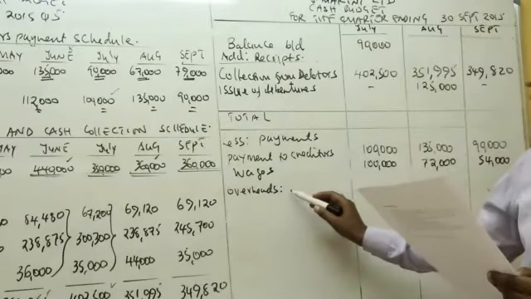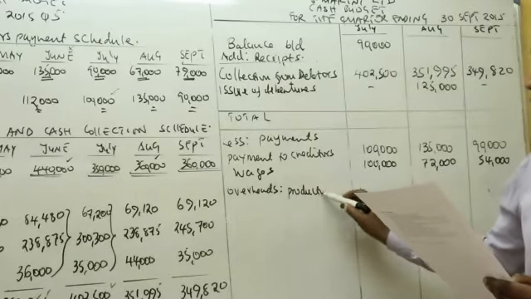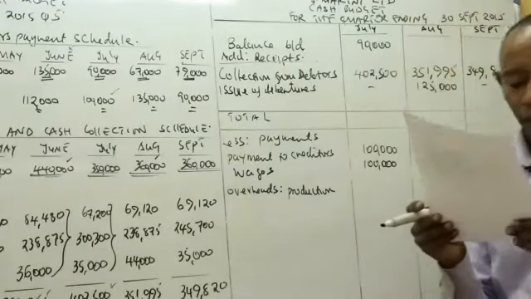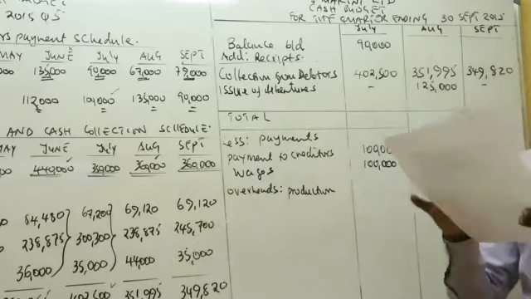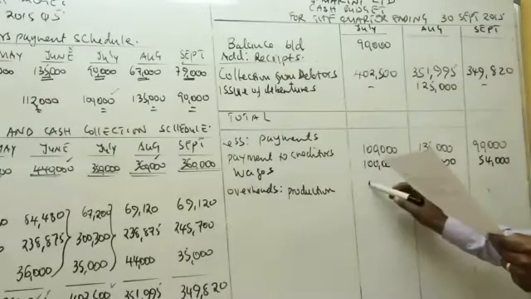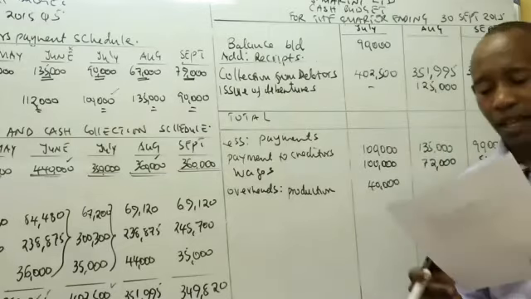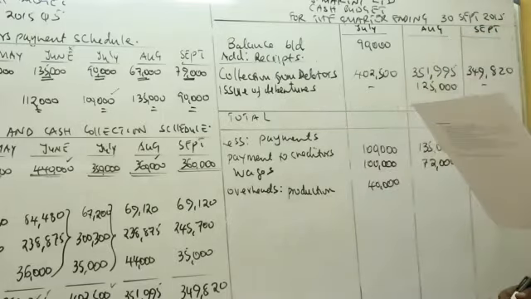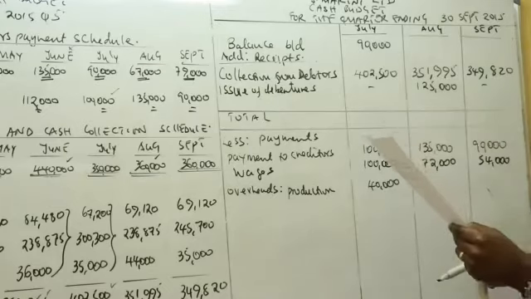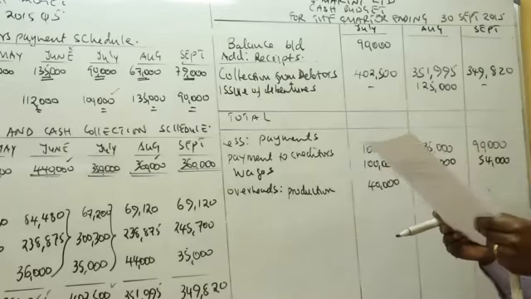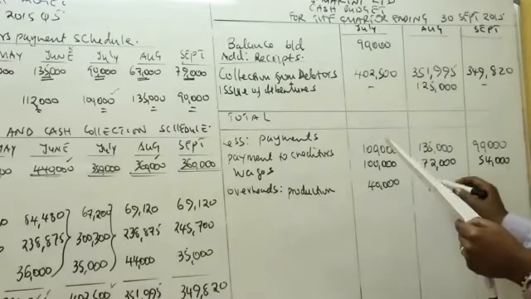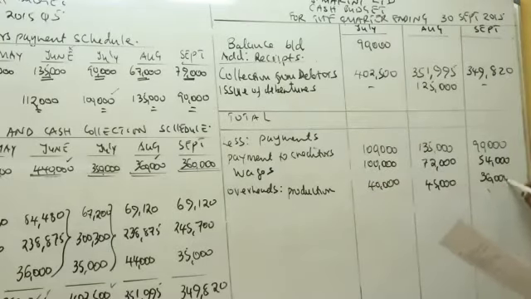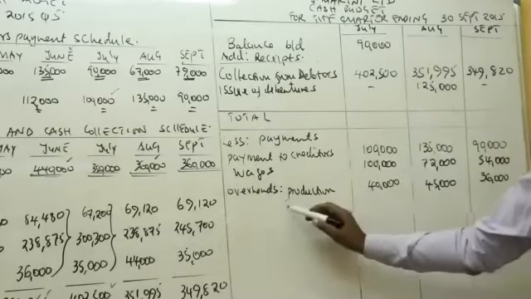And the first one is overheads relating to production. Again, we delay these ones by 1 month. So the overheads for June, as far as production is concerned, are 40. Those ones will be paid in July. Then we have overheads of 45 in April, will be paid in July. Or rather, in August, we pay for July, which is amounting to 45,000. And then lastly, we have 36,000.